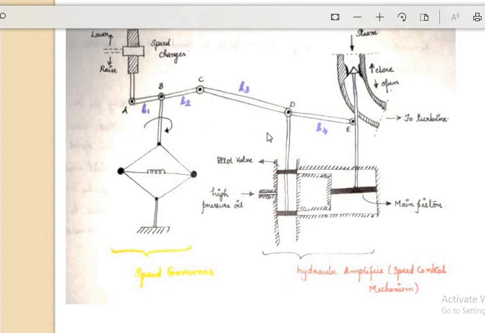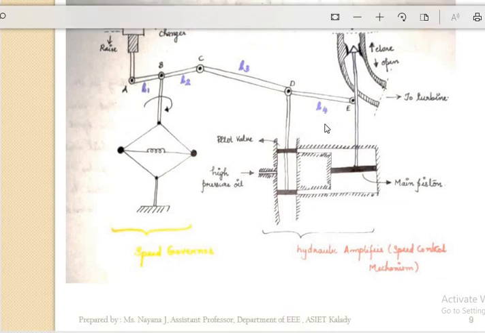When C comes downward, D also moves downward. When C goes upward, D also moves upward. Okay, so that is the linkage. Here we have marked the links as L1, L2, L3, L4, which we require for the modeling part. For the time being, you can ignore that.